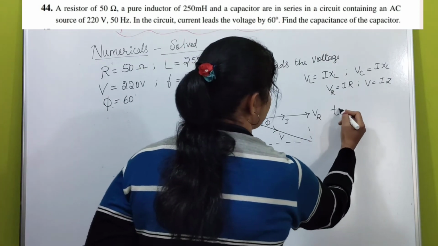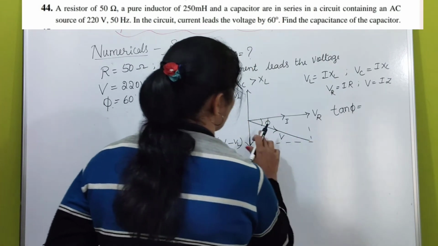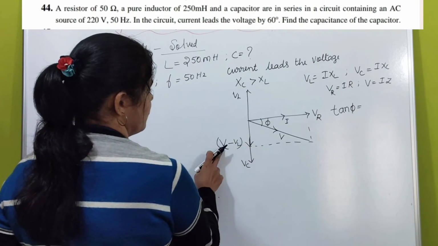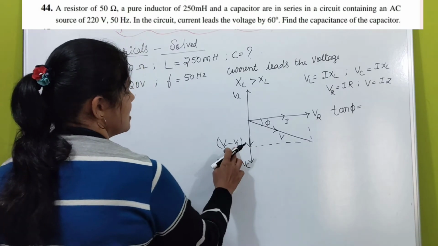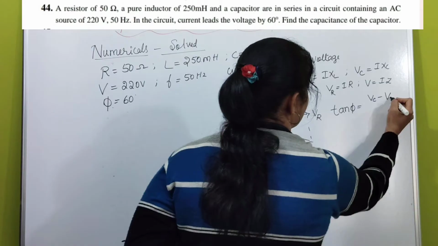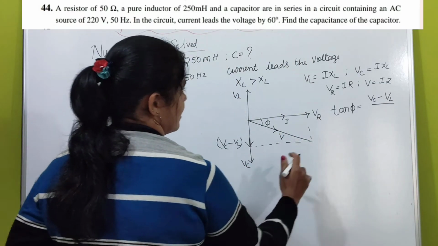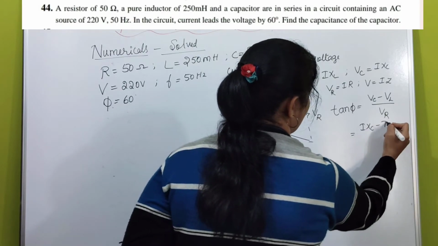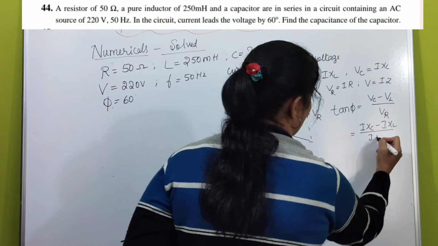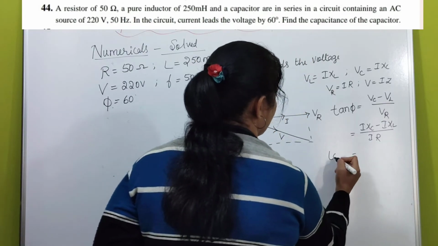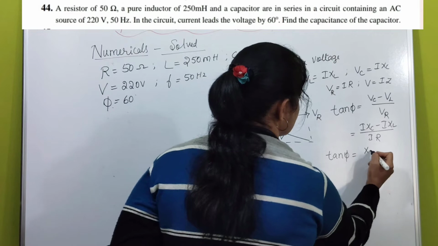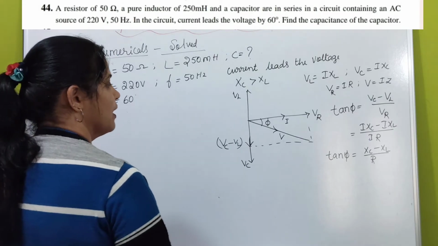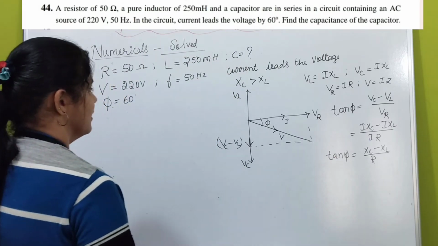So then how to write tan of phi? Tan phi is opposite over adjacent. The opposite is parallel to this one, that is VC minus VL, divided by adjacent, that is VR. Here VC is I XC, VL is I XL, and VR is I R. Therefore we can write tan phi as XC minus XL divided by R, by cancelling I. Okay, this is the relation for tan phi.